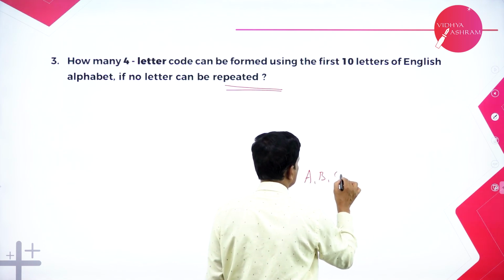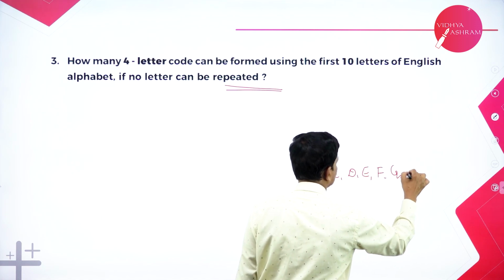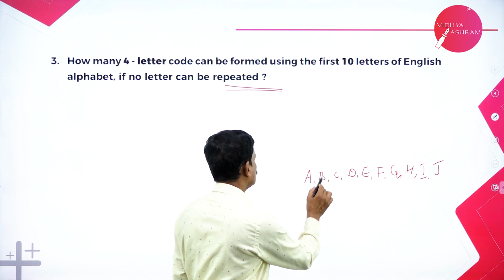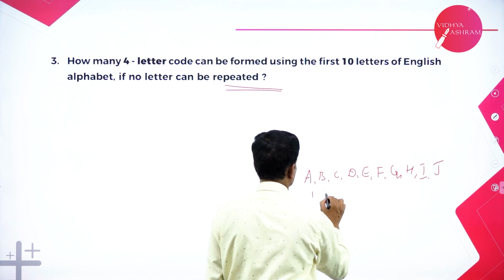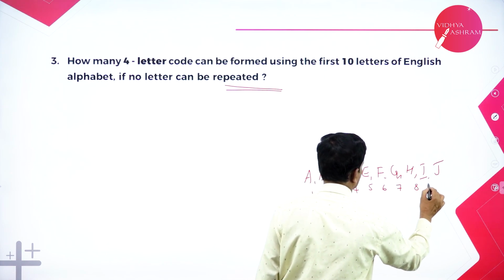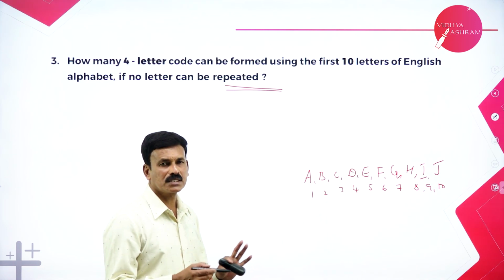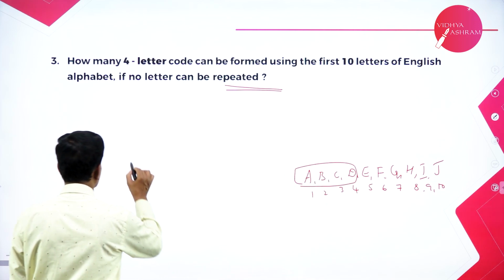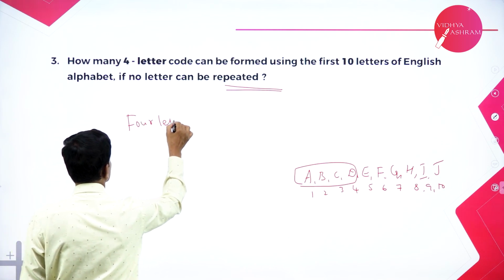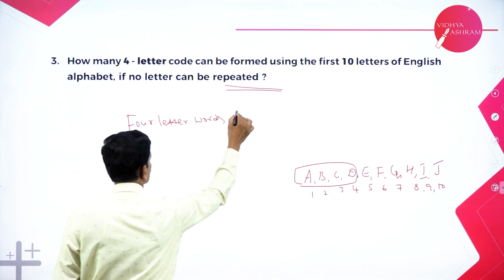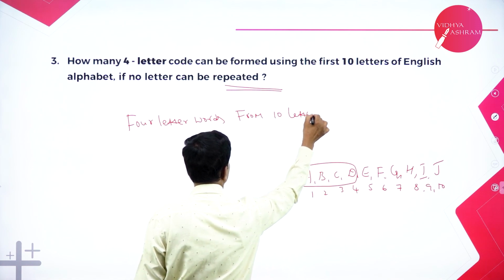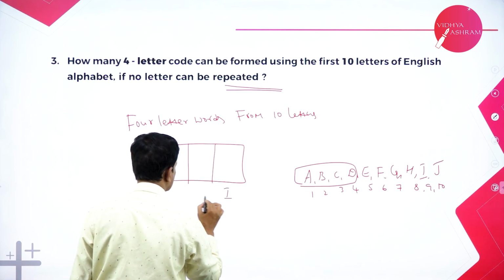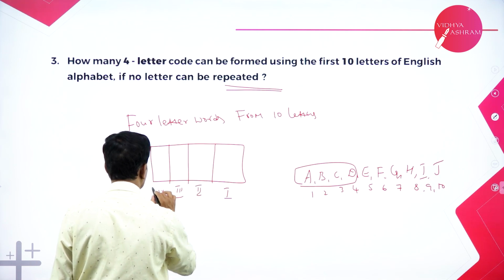Call them A, B, C, D, E, F, G, H, I, J. That is 1, 2, 3, 4, 5, 6, 7, 8, 9 and 10. Using these 10 letters, we have to form a 4-letter word. So just write like this: 4-letter words, with first place, second place, third place and fourth place.